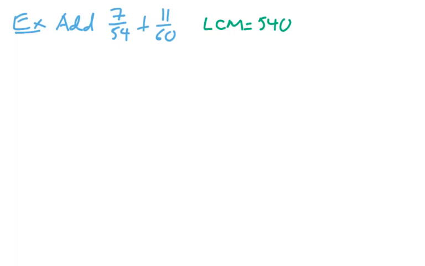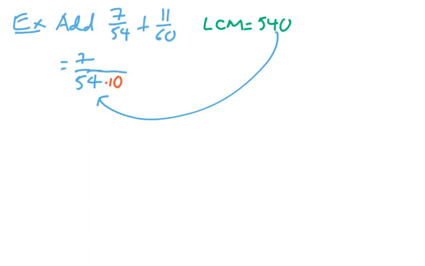Now, just like in our very simple example, we can ask ourselves, what can I multiply the 54 by in order to get this common denominator? This one is not too hard. I think you can see that if you multiply 54 by 10, and as long as you do that in both the numerator and the denominator, that's legal, that would give you 540 in the denominator.